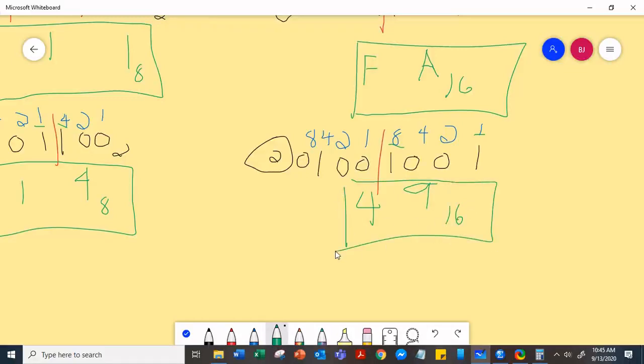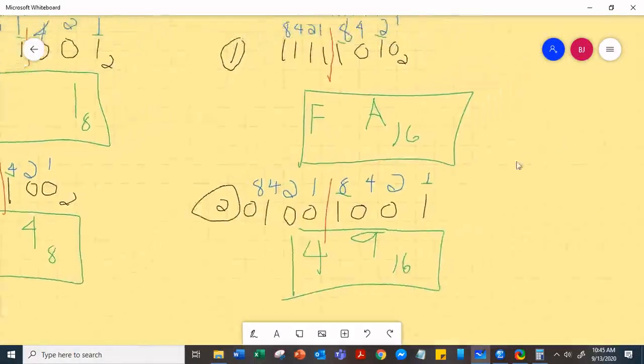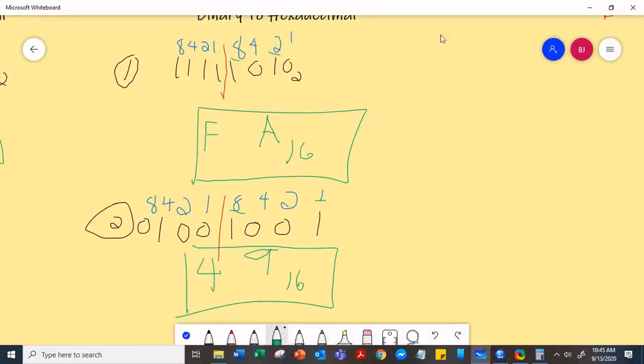49 base 16 is different from 49, the decimal number, so please do not get confused with that. And our last example would be example number 3. Oops, not that one.